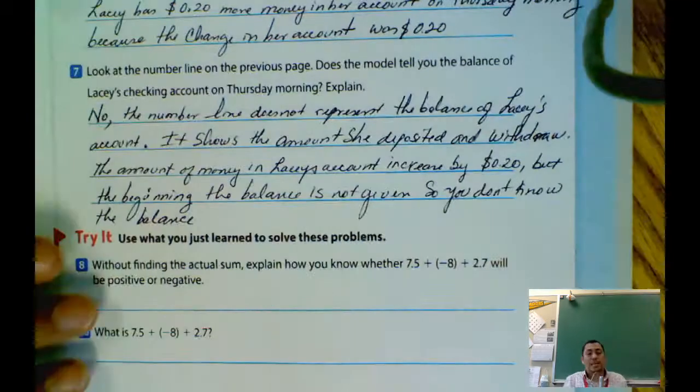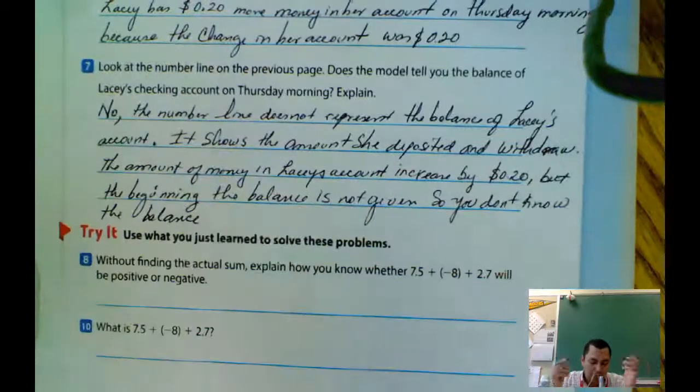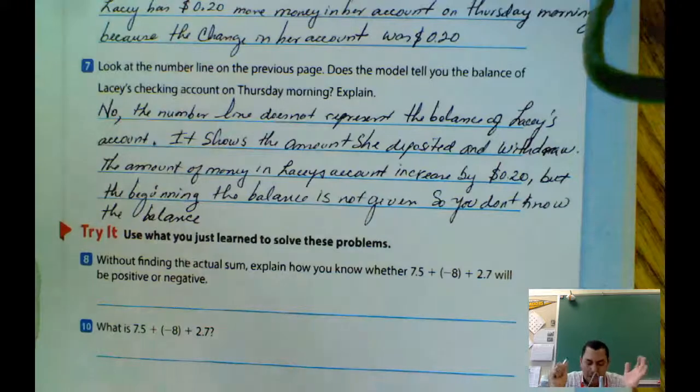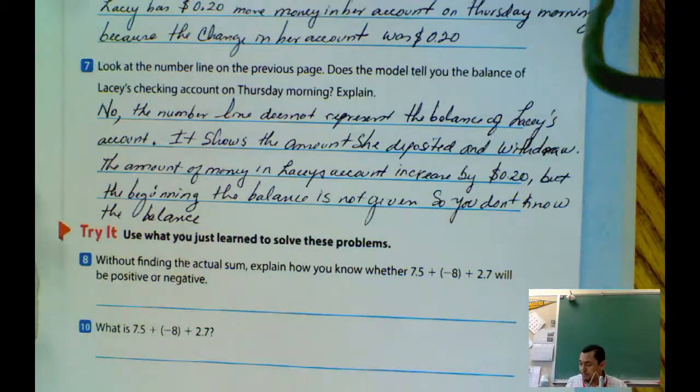Okay, to understand this question, it's saying, look at the number line on the previous page. Does the model tell you the balance of Lacey's checking account on Thursday morning? We know we got a 20 cents gain, but they didn't tell us how much money was there previously. It just says in the problem that you put $7.10, then you withdrew, and then you deposited again. So we don't know how much money there is in that account. We know by Thursday morning there is only a 20 cents gain.